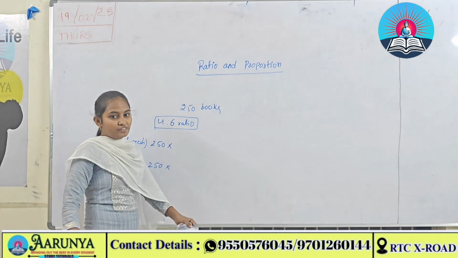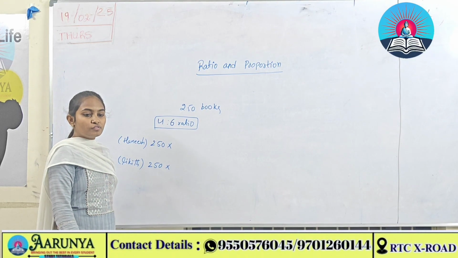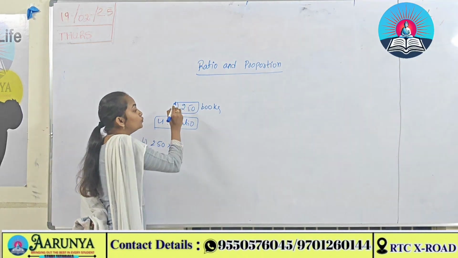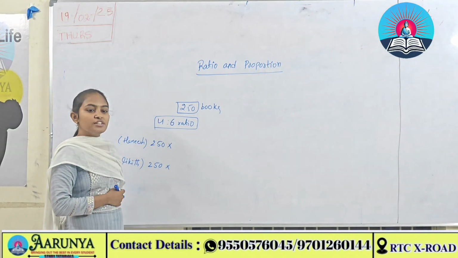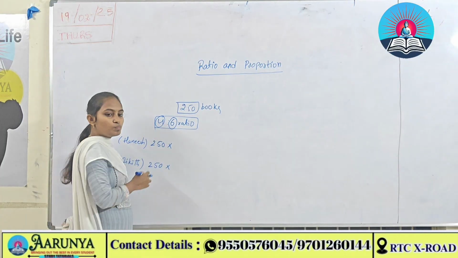Okay, I will explain. See, what is the ratio? 4 is to 6. How many books do I have? I have 250 books, and I have to share them in a 4 is to 6 ratio. So this is for Hanish and this is for Likit.